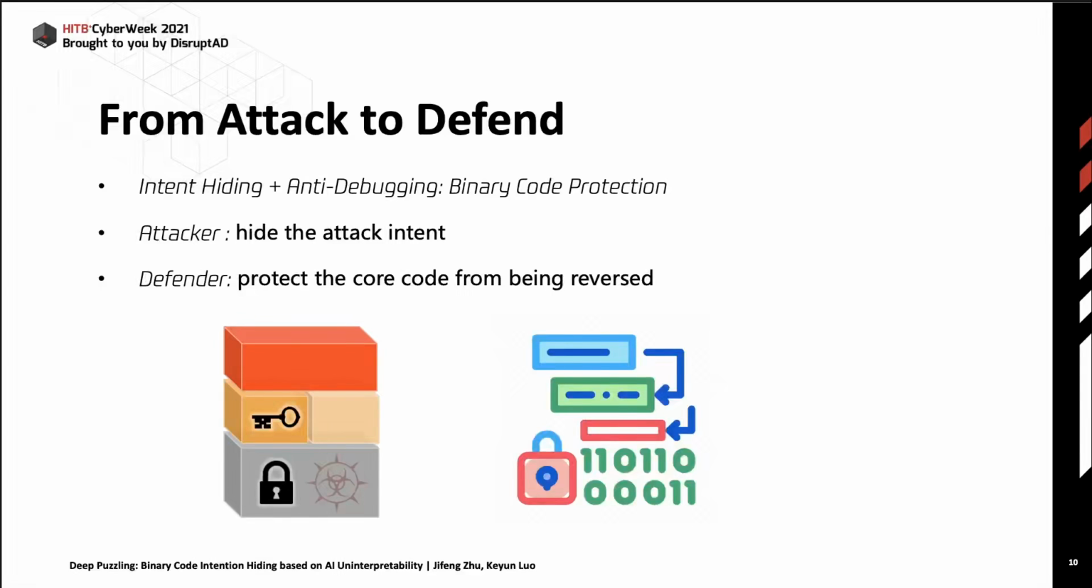From attack to defend, maybe it brings us different ideas. Just like the two sides of a coin, these advantages and disadvantages inspire us that we may be able to design a balanced plan. Combining intent hiding and anti-debugging, we will get better binary code protection. For the attacker, it can hide the attacker intent. For the defender, it can protect the core code from being reversed.